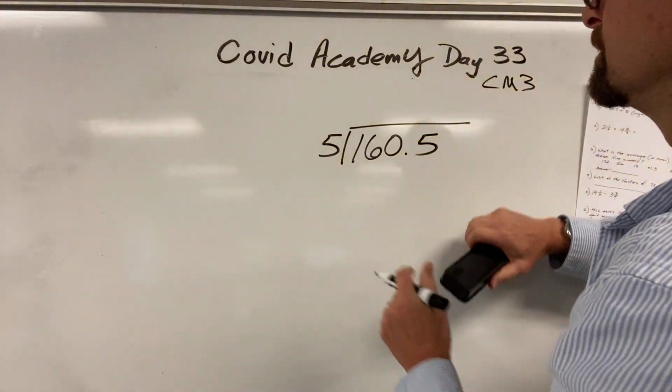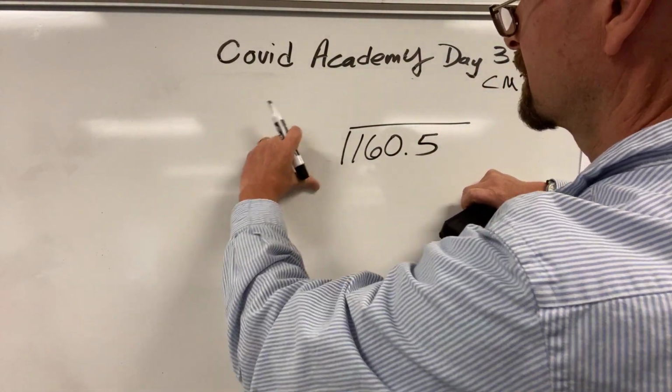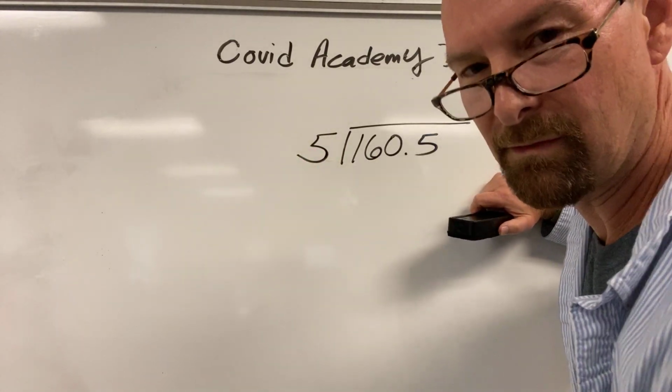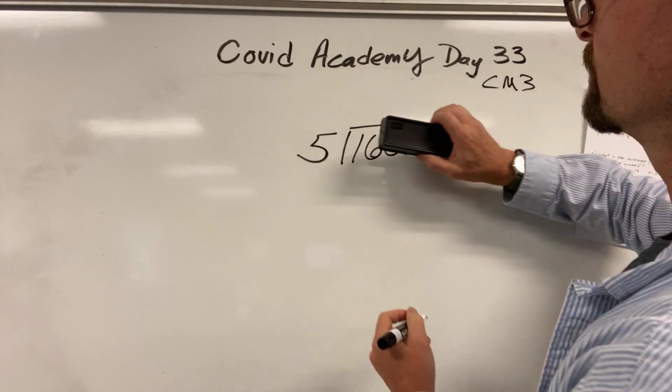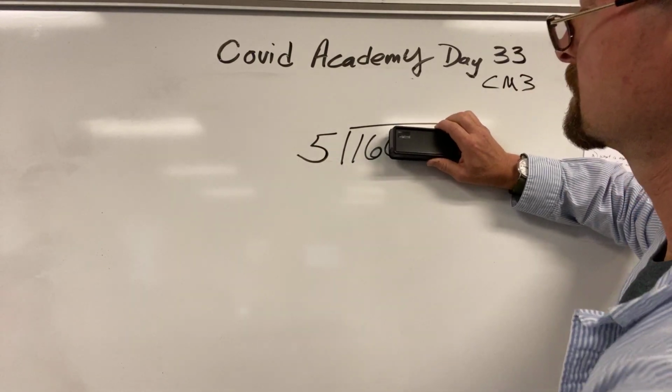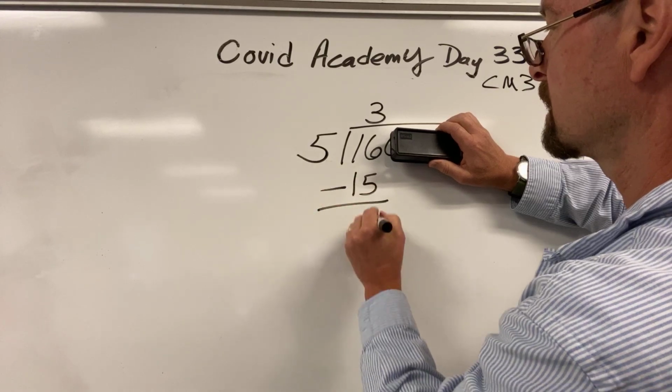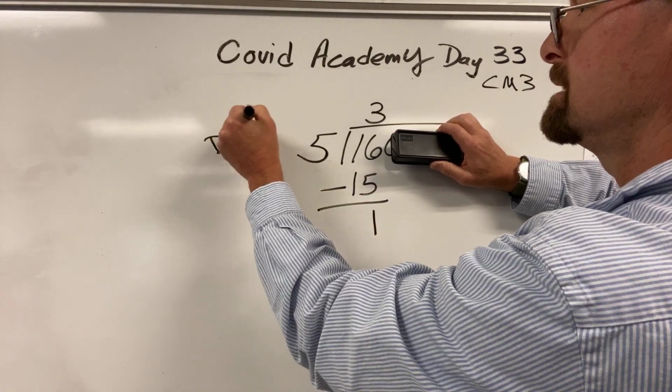All right, here we go. I don't like that 5 that close. It makes me nervous. Okay, let's put it over there. All right, doesn't that make you feel better? Sure it does. All right, 5's into 1, nope. 5's into 16, 3. 3 times 5 is 15. Subtract. Remember, it's daddy, mommy, sister, brother.